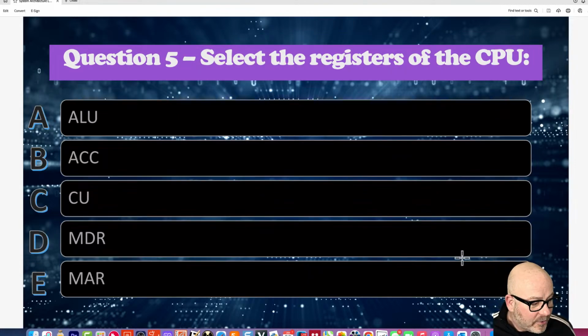Select the registers of the CPU. Can you recognise which 4 we talked about? We've got 1, 2, 3, 4, 5 there. So one of those is not a register. Which of them are registers? We've got ALU, ACC. In fact, sorry, you've got 3 registers there. Can anyone tell me which 3 of those are registers?